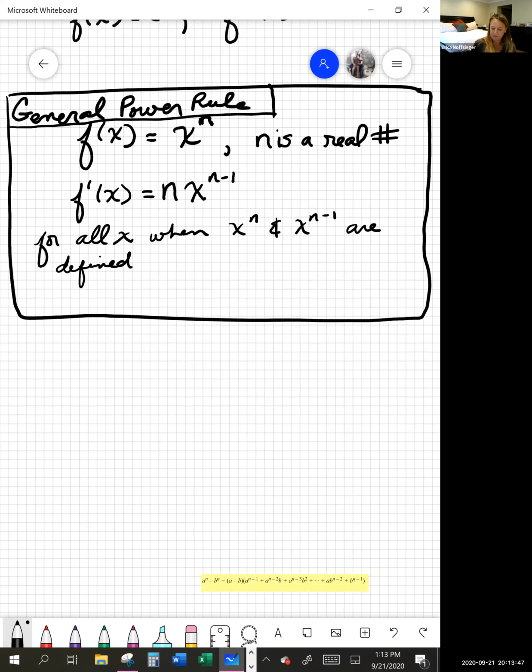So let's do this. We know that the derivative of f of x, where f of x equals x to the n, we would look at the limit as h is going to 0. If we plug in x plus h wherever we see an x, we would have x plus h, all raised to the nth power, minus our f of x function, which is x raised to the nth power, all over h.